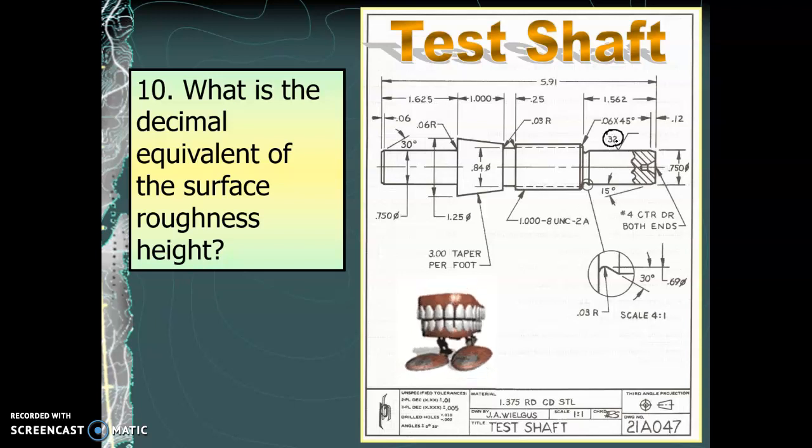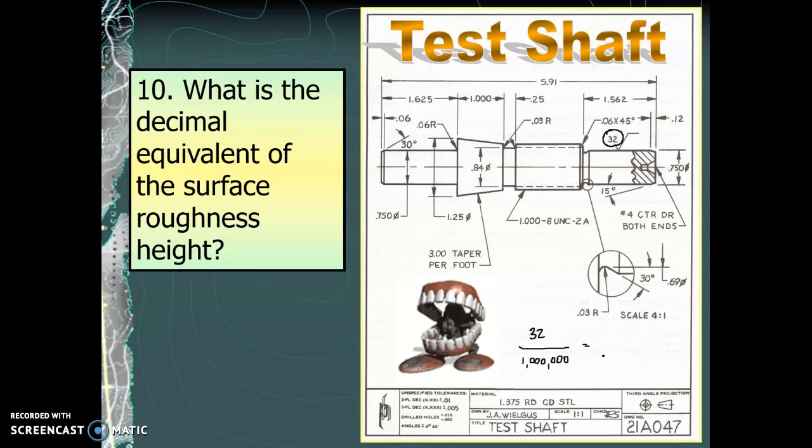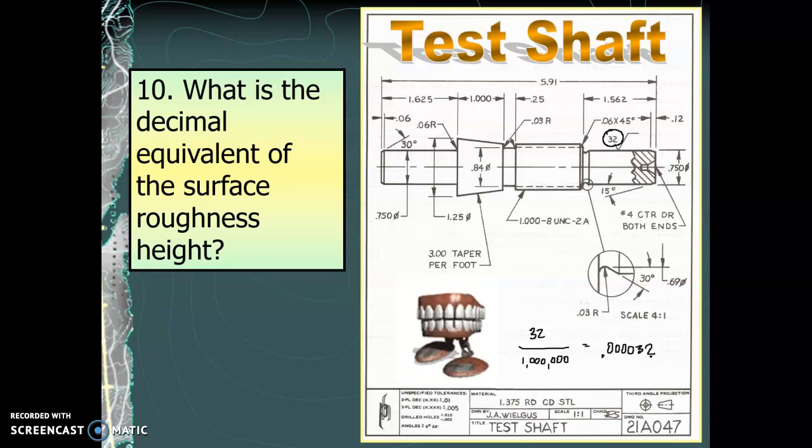The units of this surface roughness height are in millionths of an inch. So this is essentially asking what is 32 divided by a million. Okay, and so as a decimal, that is 32 divided by... All right, let's be careful when counting these zeros. It is 1, 2, 3, 4 zeros, followed by a 3 and a 2.